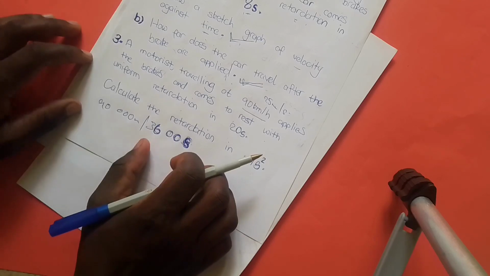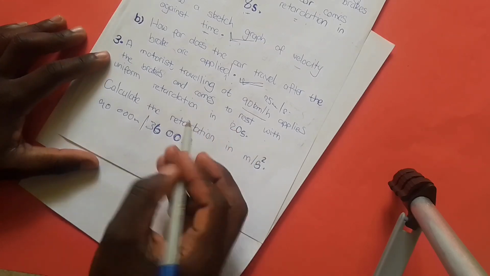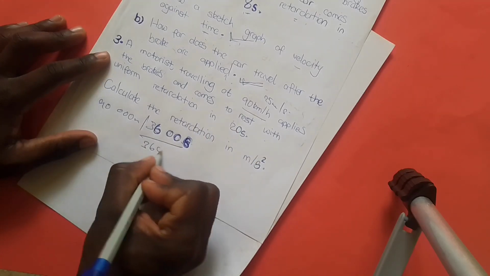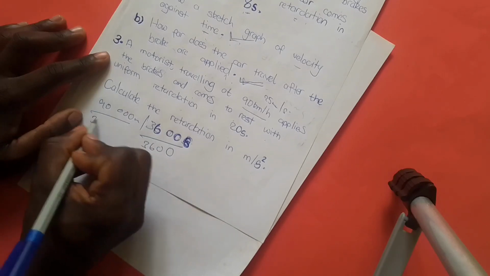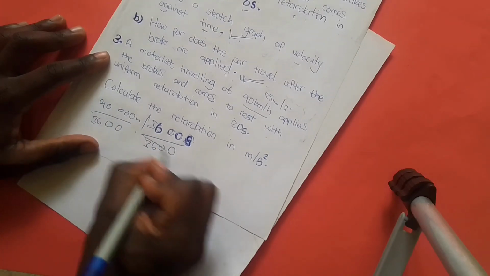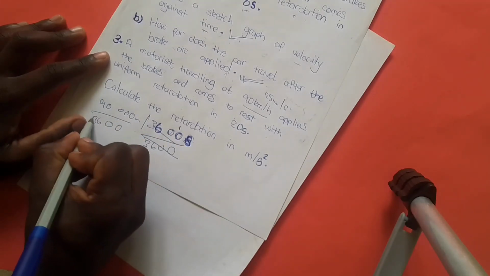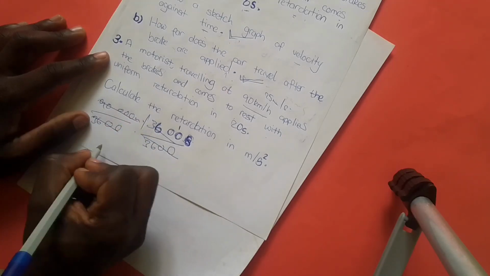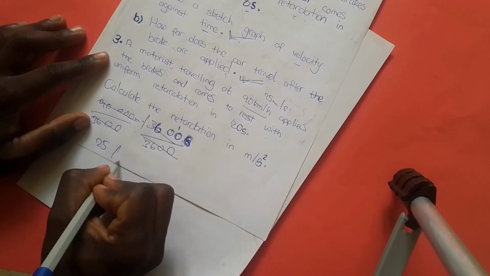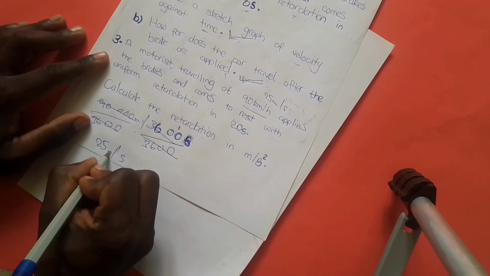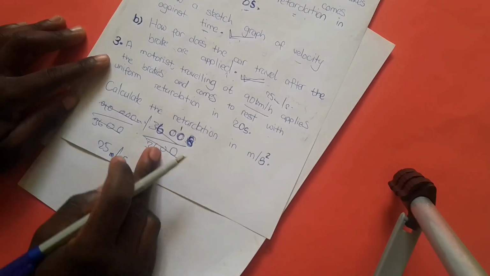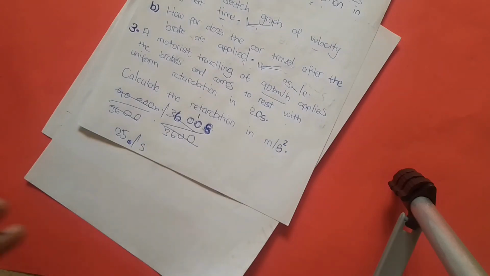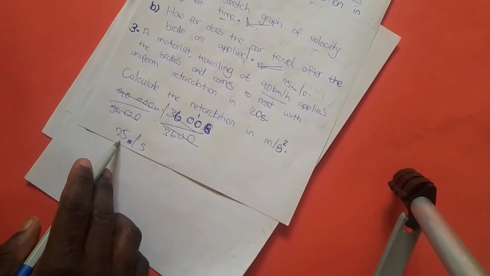So if you divide both sides by 3600 seconds, 90,000 divided by 3600 is equal to 25 per second. So it's 25 meters per second. So 90 kilometers per hour is equal to 25 meters per second. I hope that's clear to everyone.